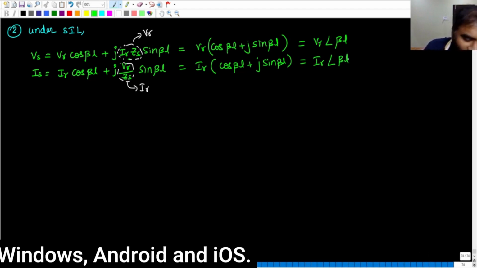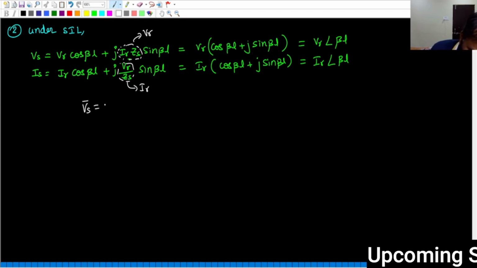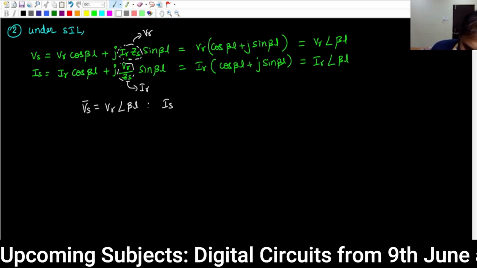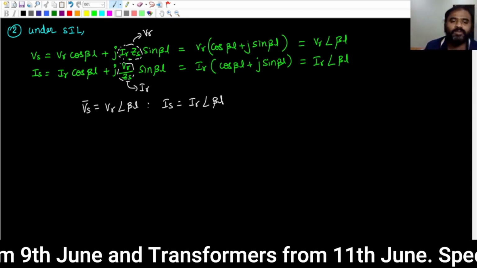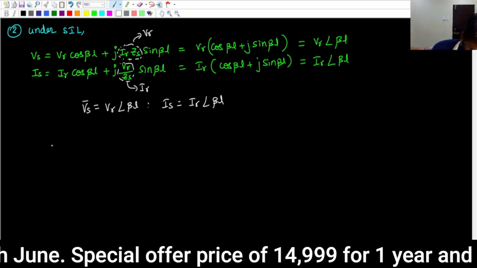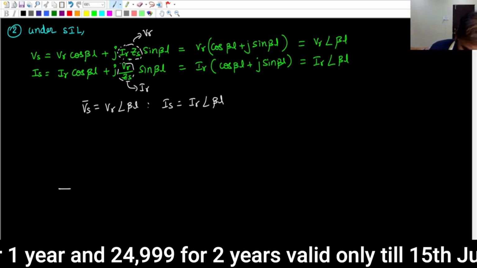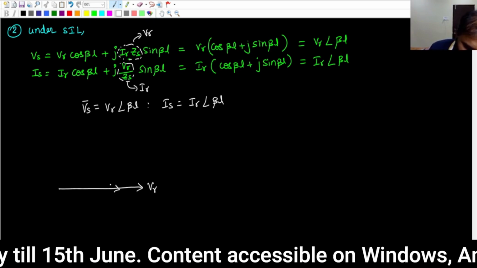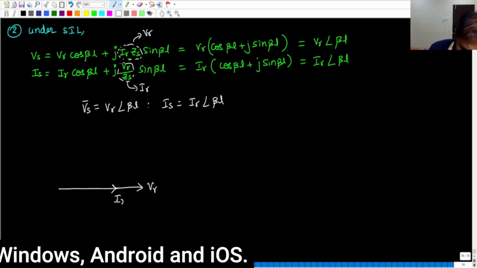Now what can you understand from here? Under surge impedance loading, finally, what is VS? VR at angle beta L. What is IS? IR at angle beta L. From this, what can I conclude? Already we discussed one thing: under surge impedance loading, VR and IR are in phase, correct or not? If you draw the phasor diagram, VR and IR are in phase, because the load is purely resistive.